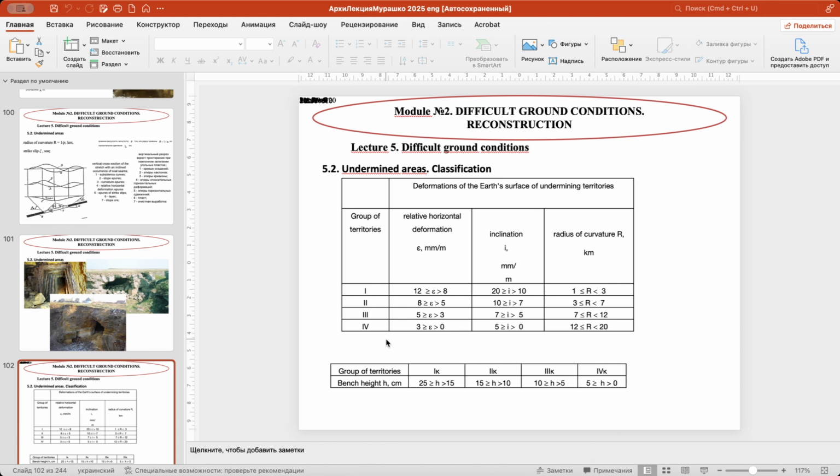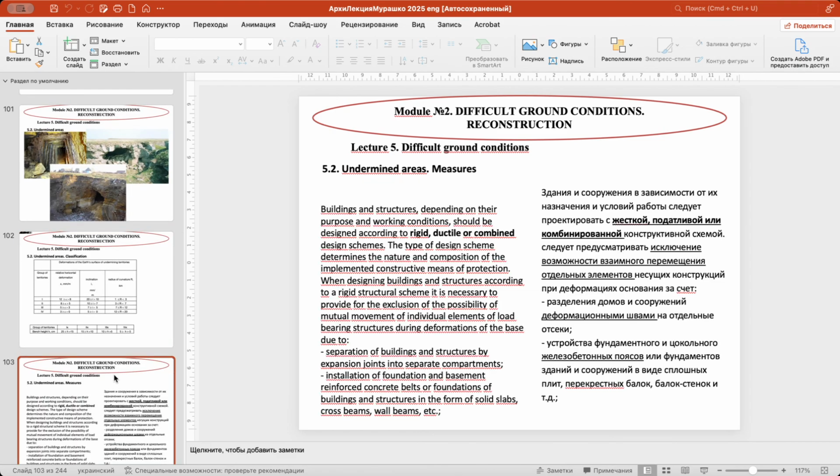Also, we have another type of classification, and this type is caused by the presence of benches. If we don't have such benches or steps in the undermined territories, that's okay. It can be like the fourth K category. But the worst case scenario is if we have benches with a height from 15 to 25 centimeters. If we have these benches at the construction site, that's a huge problem for the future building that we will design there.